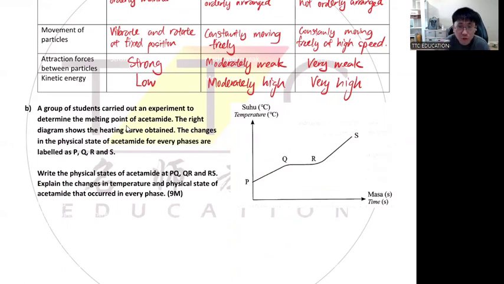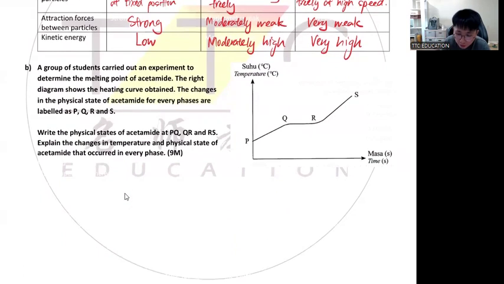Because in exam, you have to understand that sometimes you might not get everything you know in your brain. So stuff that you don't know, but as long as you know the concept, it's the same thing. The melting point of acetamide, the diagram shows the heating curve obtained, changes in physical state labeled as P, Q, R, and S. So write the physical state for PQ, QR, and RS. Explain the changes in temperature and physical state of acetamide that occur in every phase.